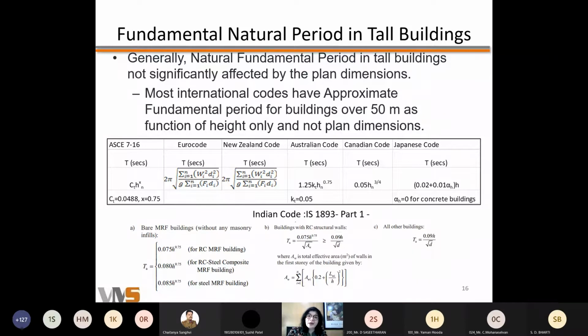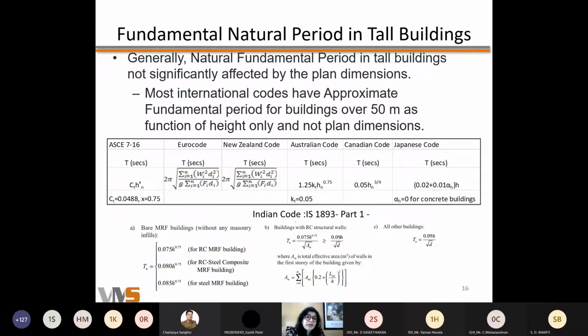Because I'm talking only about tall buildings, I'm only going to talk about buildings of 40 meters and higher. I'm going to say 50 meters here because in our code, we have called tall buildings as buildings over 50 meters. So let me take you through some of these codes. I have picked up 6 international codes.